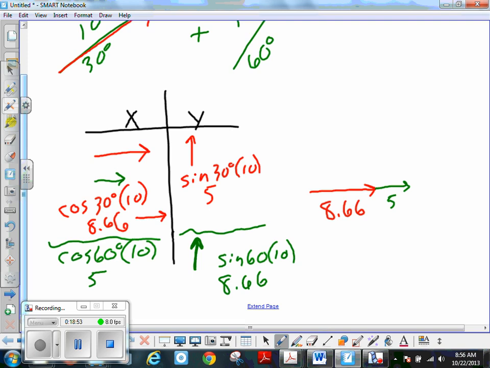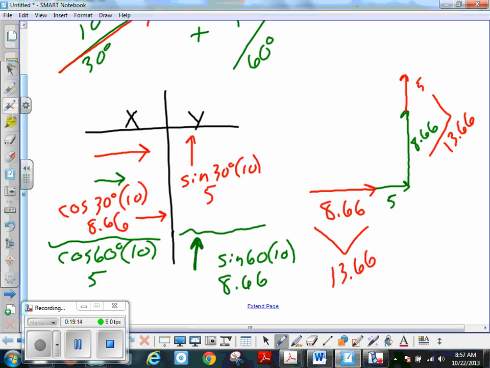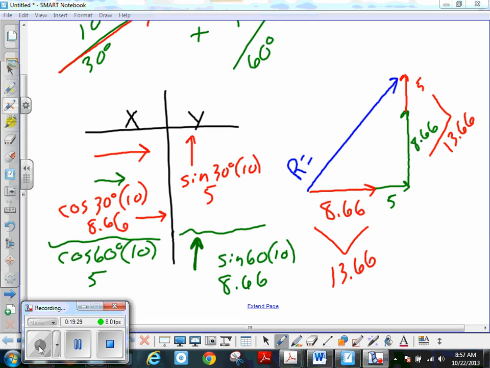And then if we do the y of the green, that's going to be 8.66. And then the y of the red is 5. So now we have these two sides here is 13.66, both of them. 13.66 squared plus 13.66 squared, take the square root of that, and you get the actual resultant. So that number is 19.32.